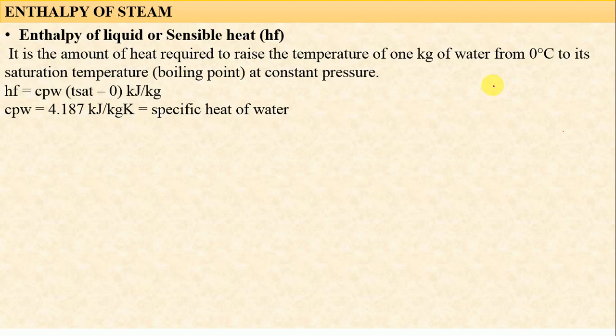So Hf is equal to Cpw times (T saturated minus 0 degrees Celsius) in kilojoule per kg. The Cpw of water can be taken as 4.187 kilojoule per kg Kelvin. Now if you see the graph, this is solid plus liquid, and this is on further heating. We consider this as Ts, the saturation temperature, and this is 0 degrees Celsius of water. So this total heat is nothing but the Hf.